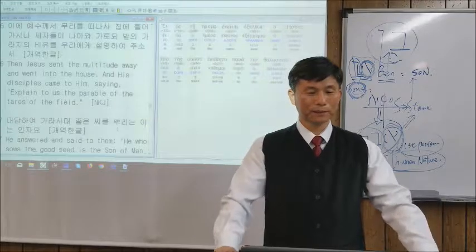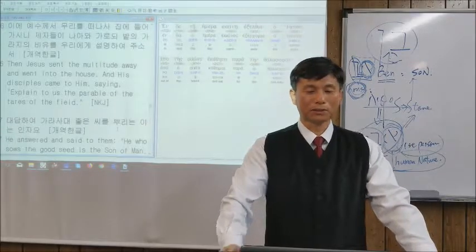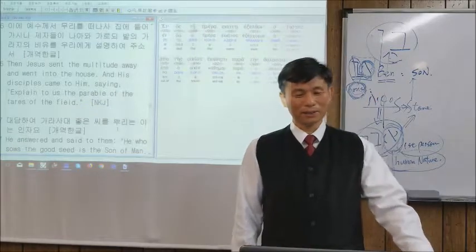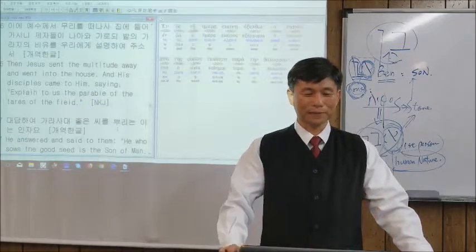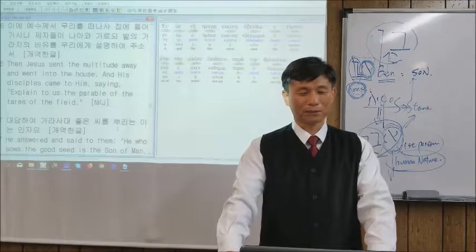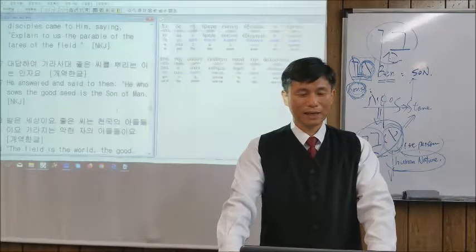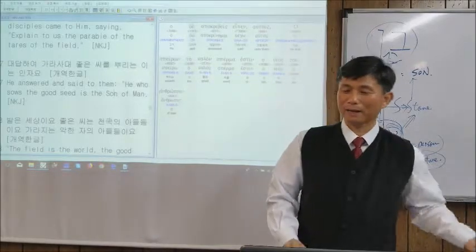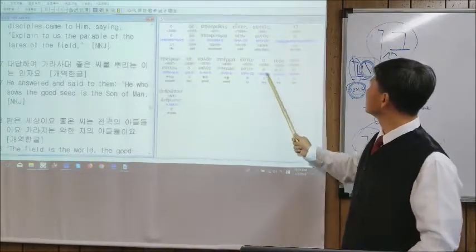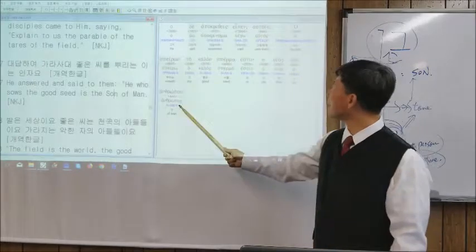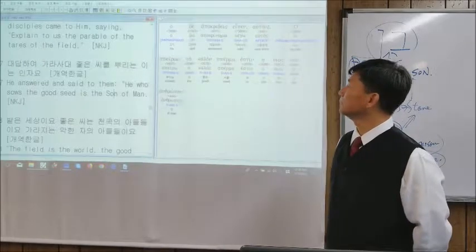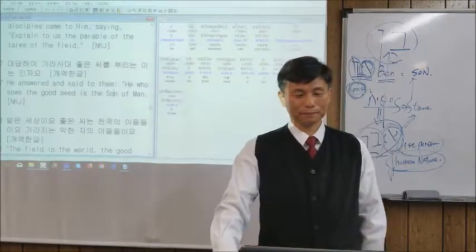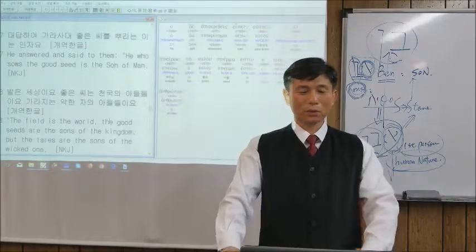Matthew 13:38. We can start from 36. Then Jesus sent the multitude away, because he always spoke in parables to the multitude. He went into the house, and his disciples came to him, saying, explain to us the parable of the tares of the field. He answered and said to them, he who sowed the good seed is the son of man. Look at the son, the huios. The son of the man sowed the good seed. And the field is the world.